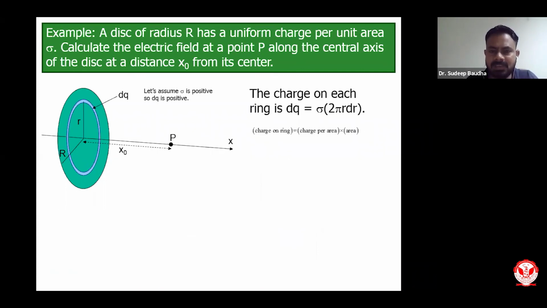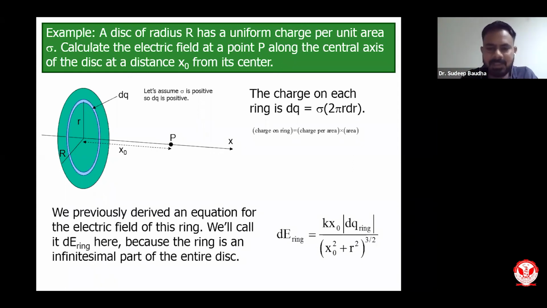So the charge on each ring will be dq, a small amount of charge. It will be sigma, the charge per area, into 2 pi r dr. So that is the amount of dq on the ring. Now it is very simple. You have got the charge dq on the ring. We already have the equation for the ring, which we derived earlier: k x naught dq upon (x square plus r square) to the power 3 by 2. This is the derivation we already did when dealing with the concept of the ring.